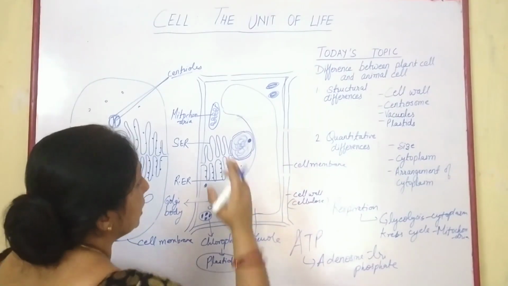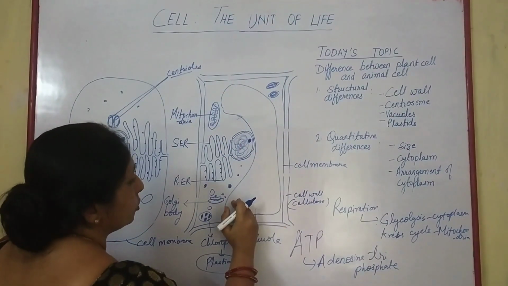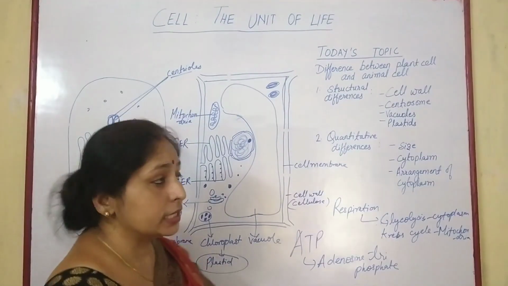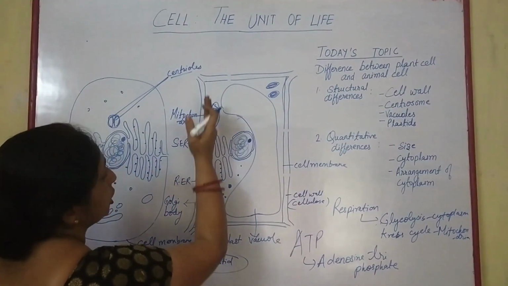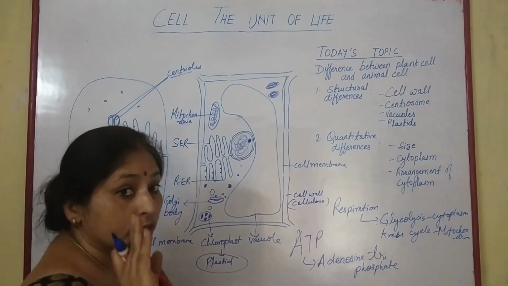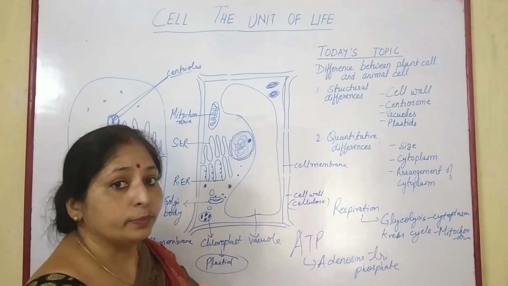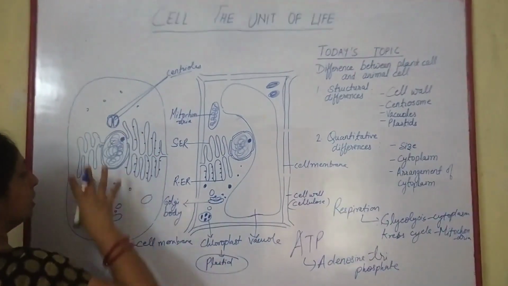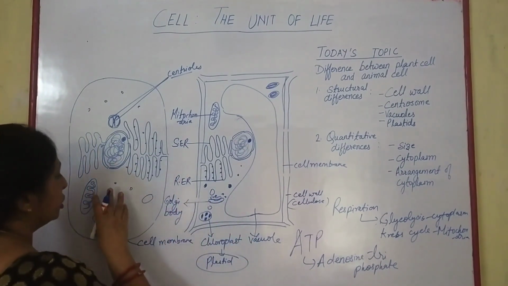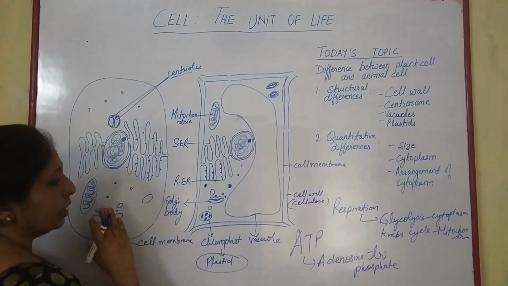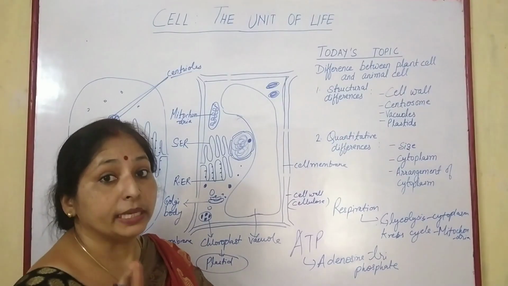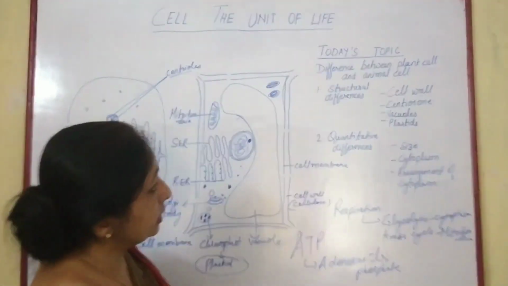Arrangement of cytoplasm. Since the vacuole occupies more than half or three-fourths of the cell, the cytoplasm is pushed towards the periphery. So the cytoplasm is arranged towards the periphery in the plant cell, while in the animal cell it occupies the major portion of the cell. This is all about the structural differences.